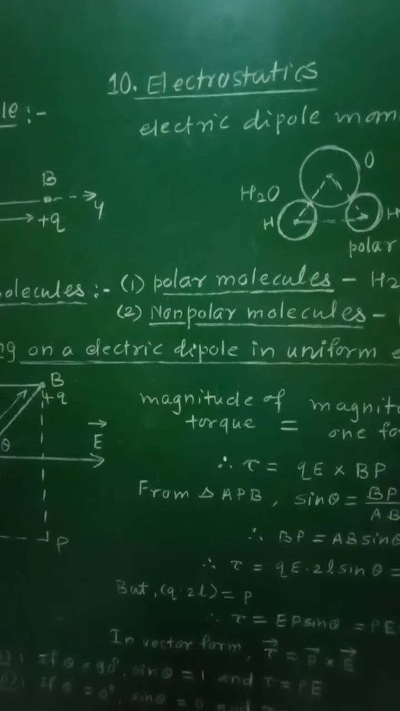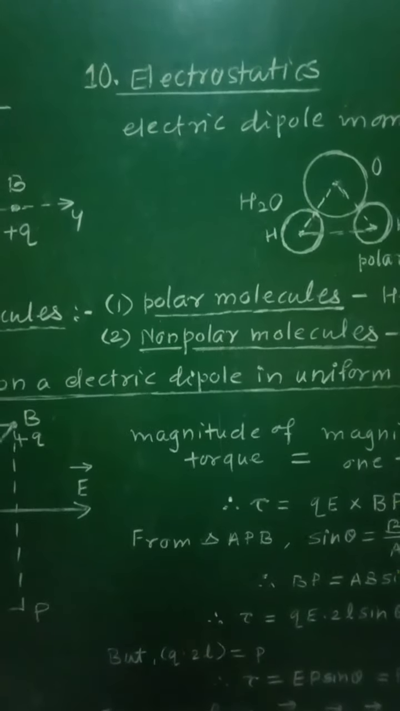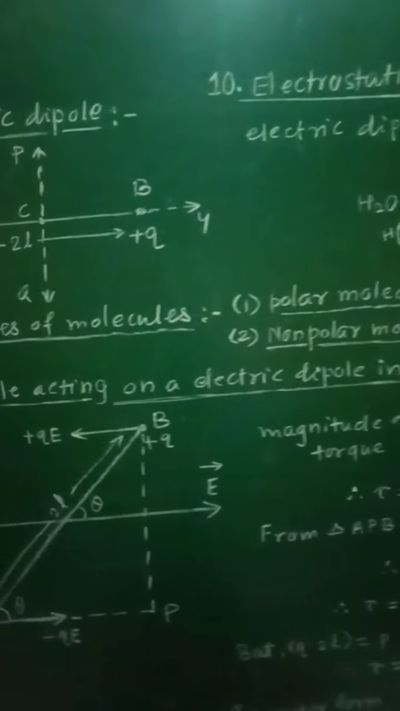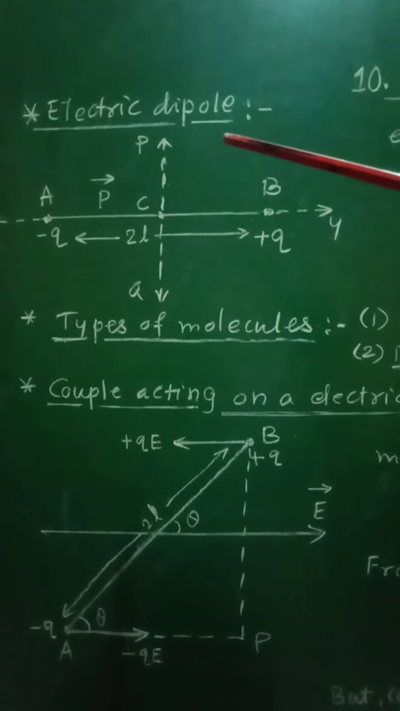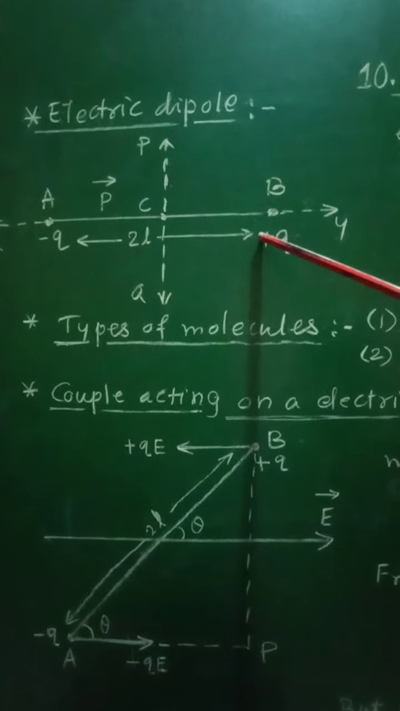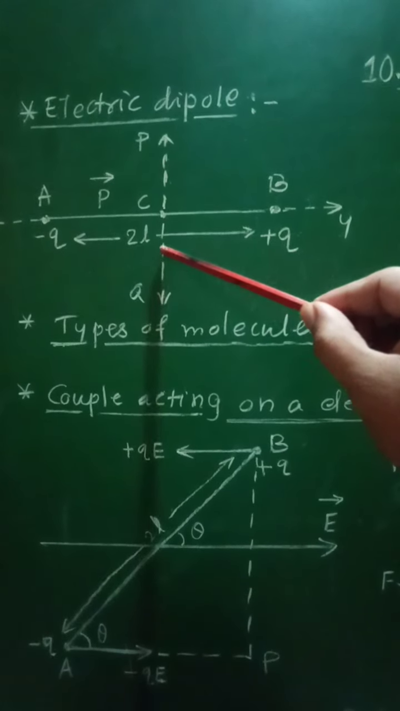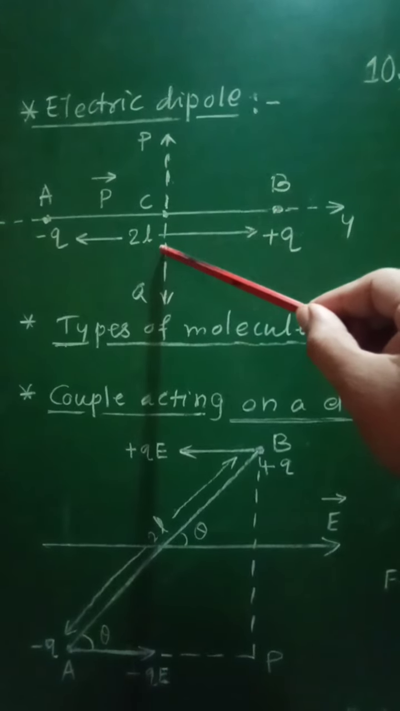Class 11th, subject physics, 10th chapter, electrostatics. From this chapter, let us see what is an electric dipole. A pair of equal and opposite charges separated by a finite distance is called an electric dipole.